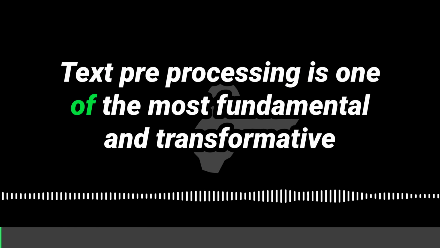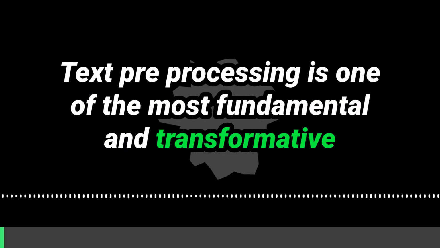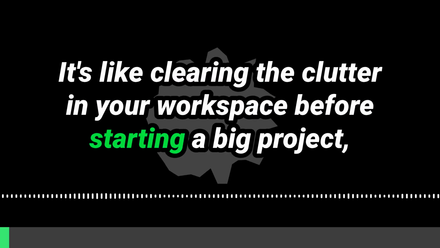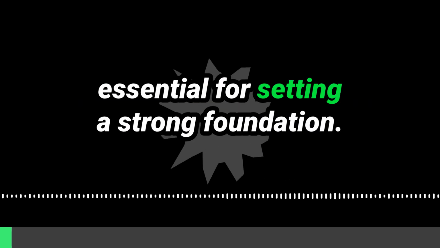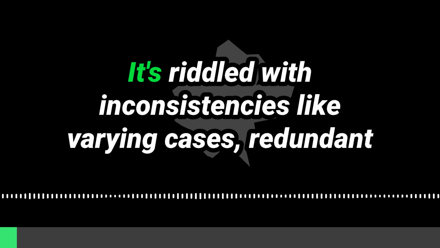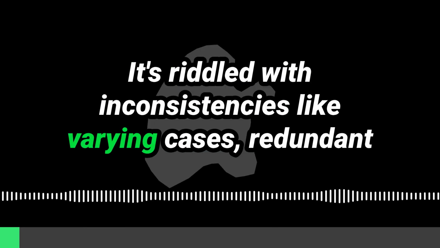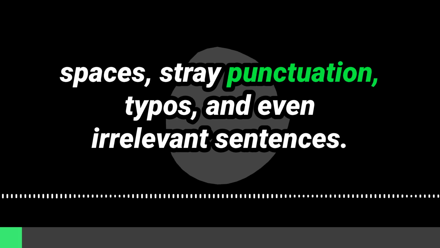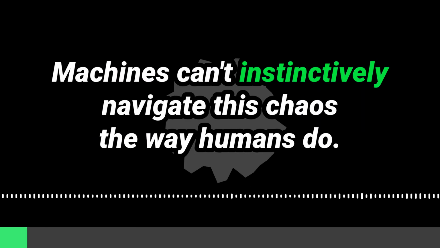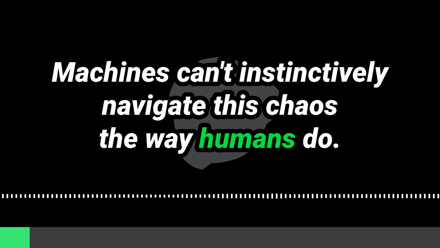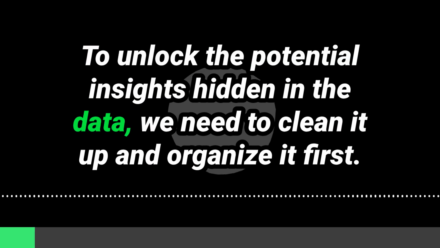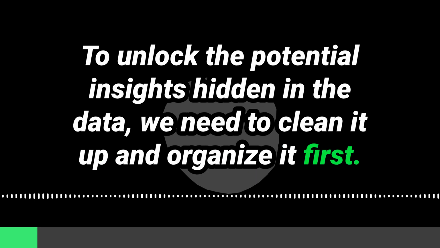Text preprocessing is one of the most fundamental and transformative steps in natural language processing. It's like clearing the clutter in your workspace before starting a big project, essential for setting a strong foundation. Raw text data as it comes is chaotic. It's riddled with inconsistencies like varying cases, redundant spaces, stray punctuation, typos, and even irrelevant sentences. Machines can't instinctively navigate this chaos the way humans do. To unlock the potential insights hidden in the data, we need to clean it up and organize it first.